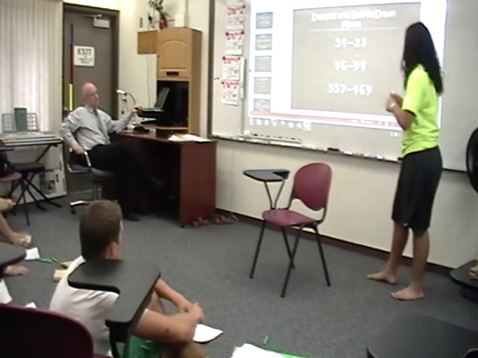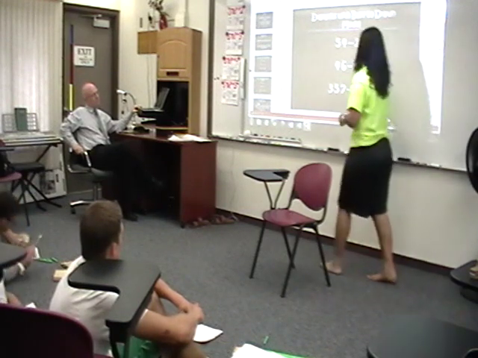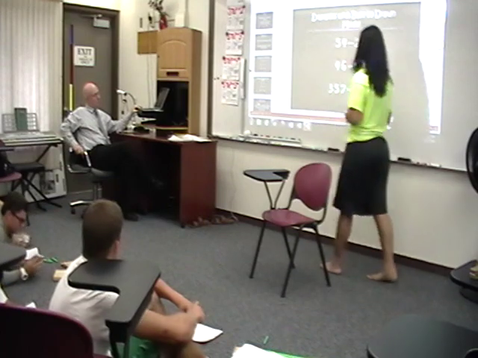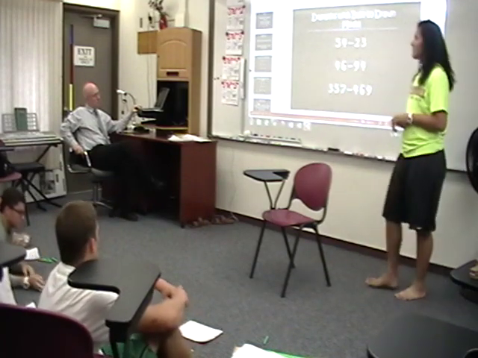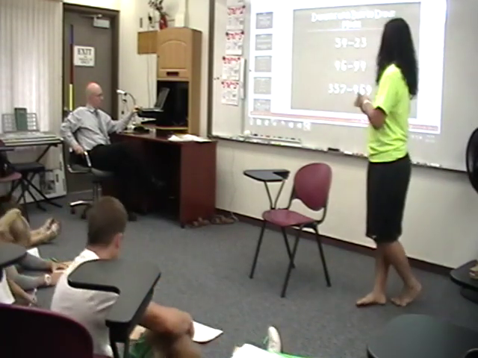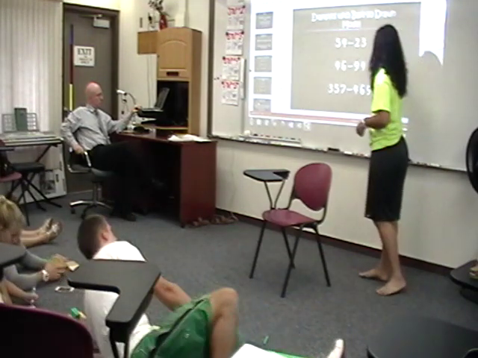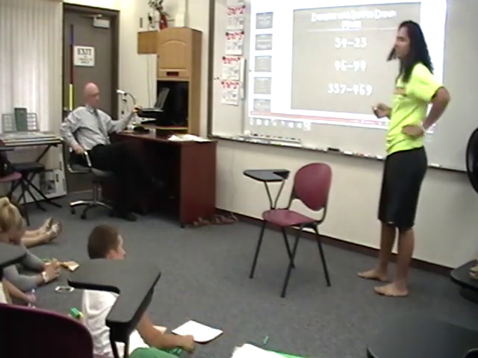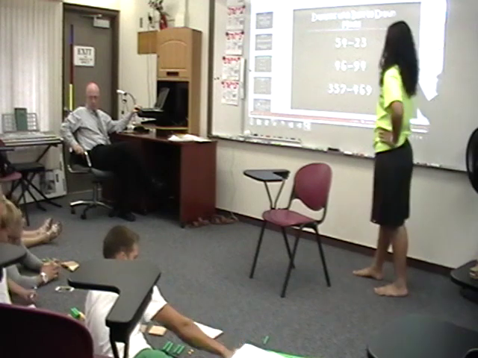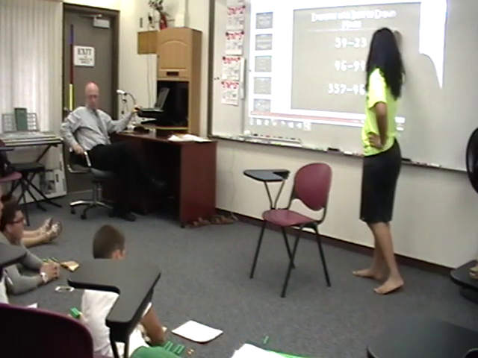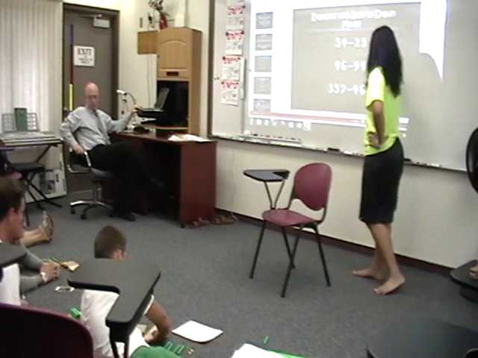Four? Okay, so let's go ahead and do the big number. 469 minus 357. Step one. Put the big number on top of the little number. You are correct. Which would be? 469 minus 357. Good job.